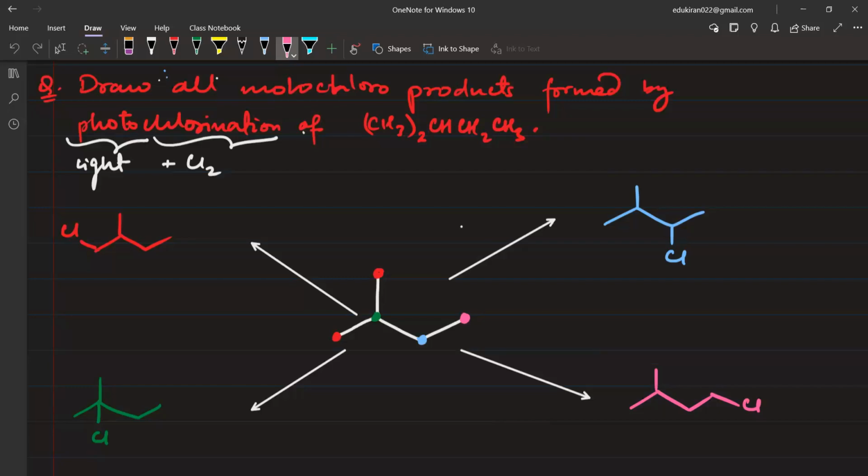All of you understood this? Yes or no? Please tell me. Yes, sir. So what actually is happening? From all of these different colors, one hydrogen is being replaced by chlorine.